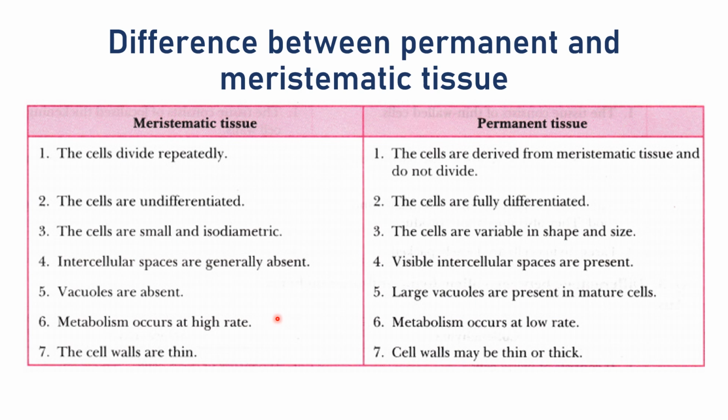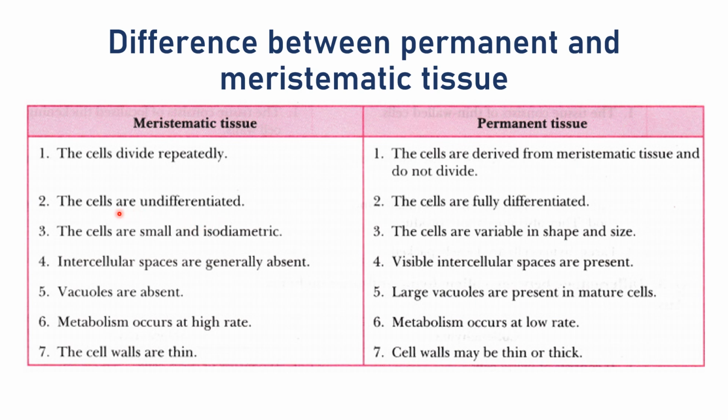As we know, meristematic tissue keeps dividing repeatedly. Permanent tissue: when the meristematic tissue stops dividing, it takes up a particular shape and structure for doing a particular function. The cells of permanent tissue are derived from the meristematic tissues and do not divide. Once they become permanent tissue, they stop dividing and start doing a particular function, according to the shape they have taken.